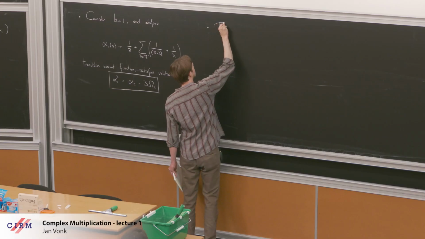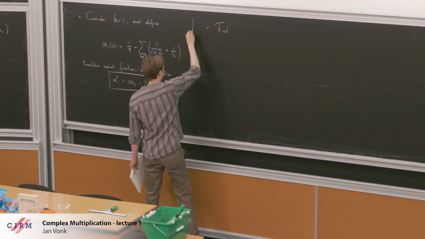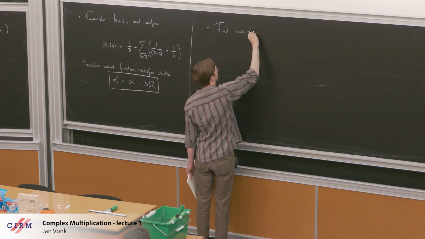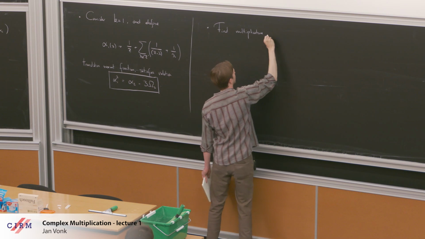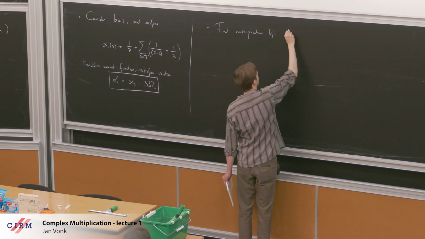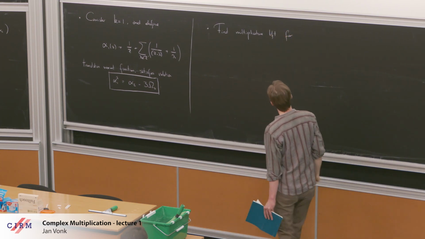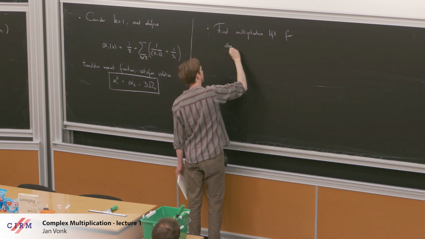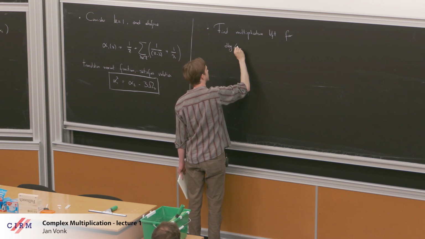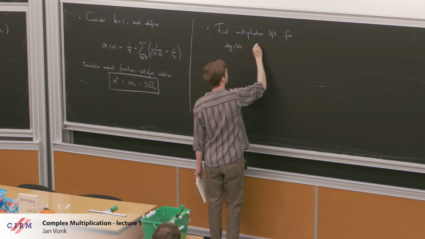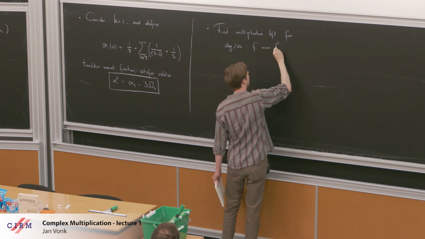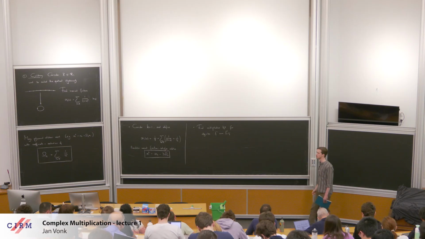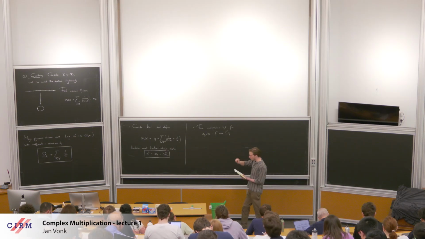So what we're going to do is find a multiplicative lift for the functional, which I'll denote by d log dz, which sends a function to its derivative divided by the function itself. So we're going to want to construct a multiplicative lift for this operation of this function alpha 1.